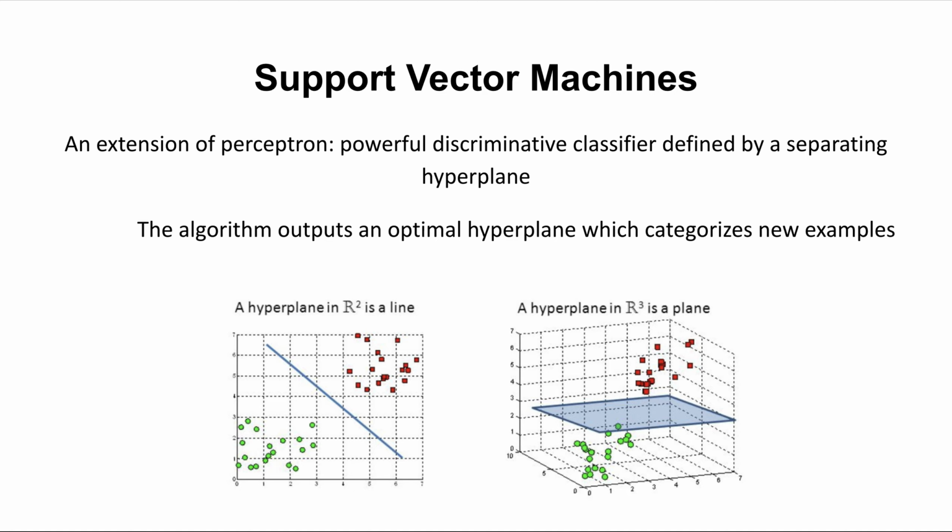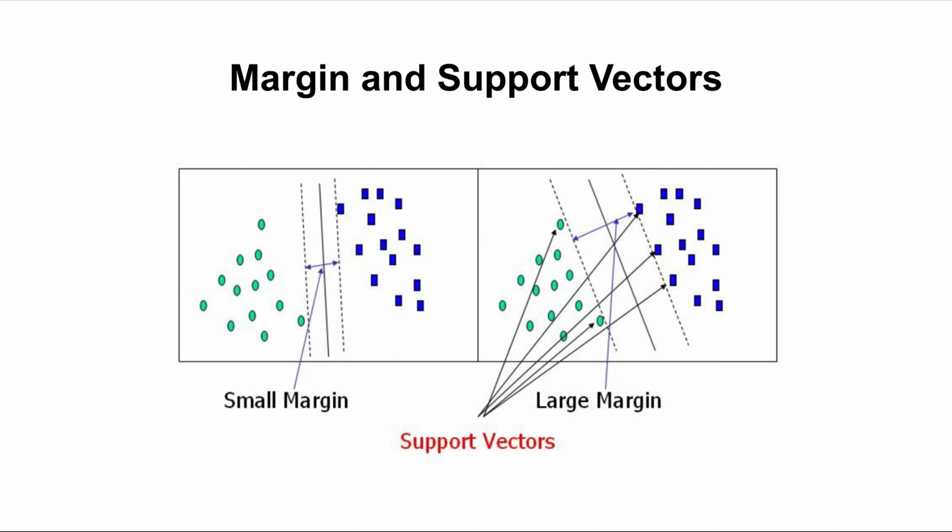So the hyperplane is really just a fancy word for a line that is able to help us discriminate between two clusters of data. And that's what a support vector machine is defined by. A support vector machine is defined by its separating hyperplane. And that's why it is a discriminative classifier, because the hyperplane is what the algorithm outputs. And that helps us to discriminate between data clusters and also categorize new examples or new support vectors. So that's where we get the name support vector machines, and that's why the hyperplane is the most crucial part of a support vector machine.